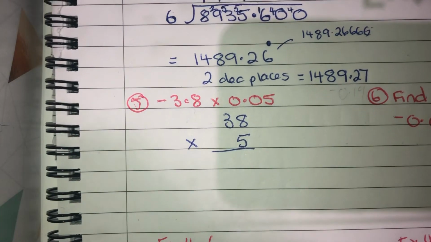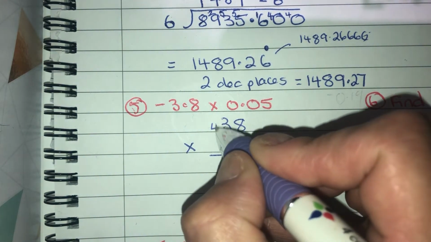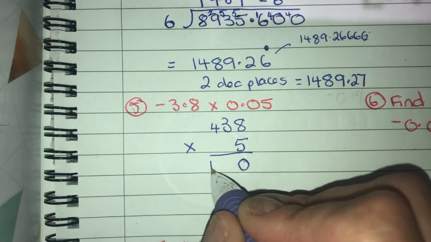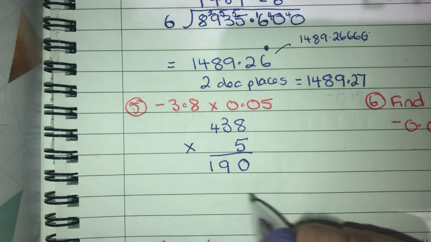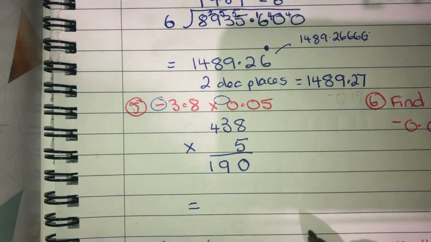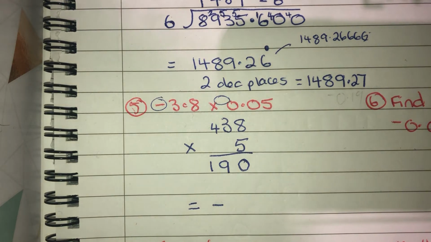So we have 38 by 5. 8 5s are 40, put down the 0, carry the 4. 3 5s are 15, plus 4 is 19. Okay, so our final answer is going to be, now this is what we forgot, a negative and a positive makes a negative, so we want to put that in there.